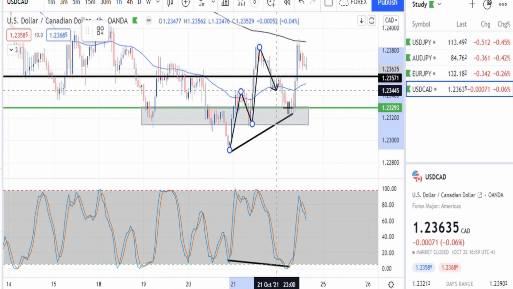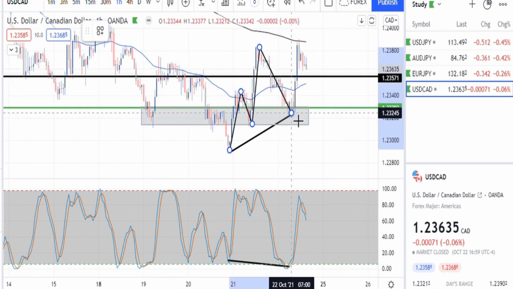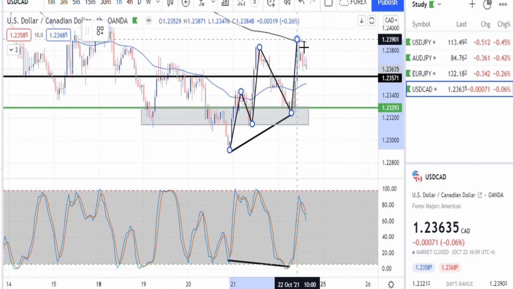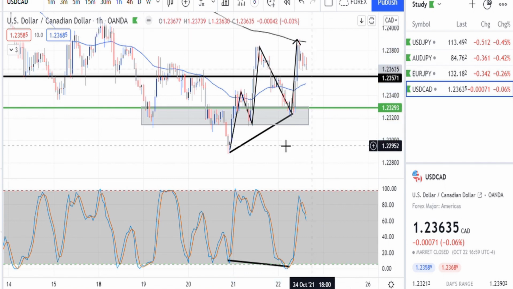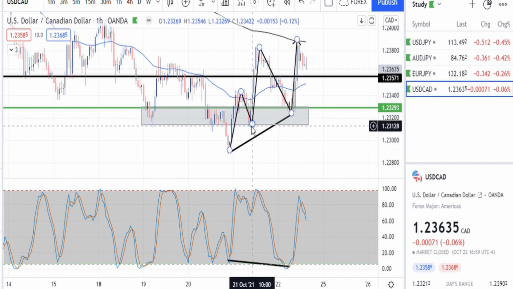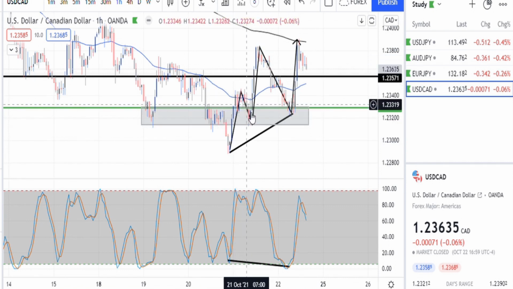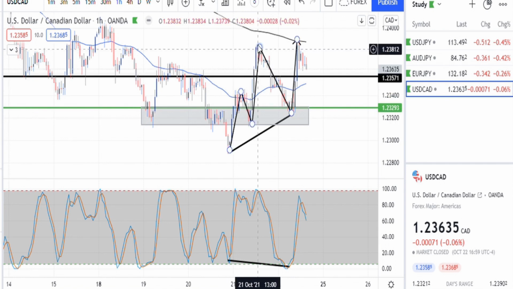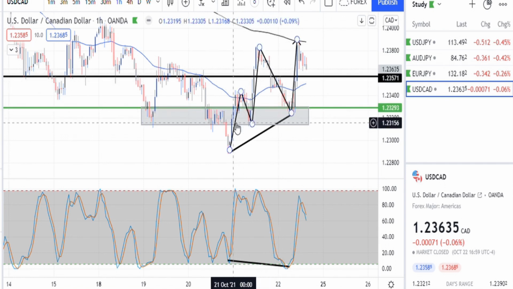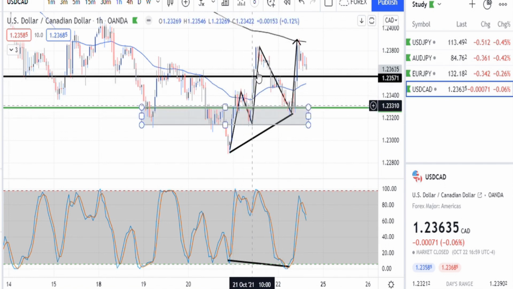So then we come back down. What happens? We make another higher low. And then the market shoots up. So that's just basic price action right there and market structure. So that's perfect. This is a perfect trade. It's crazy, man. This is a perfect trade.